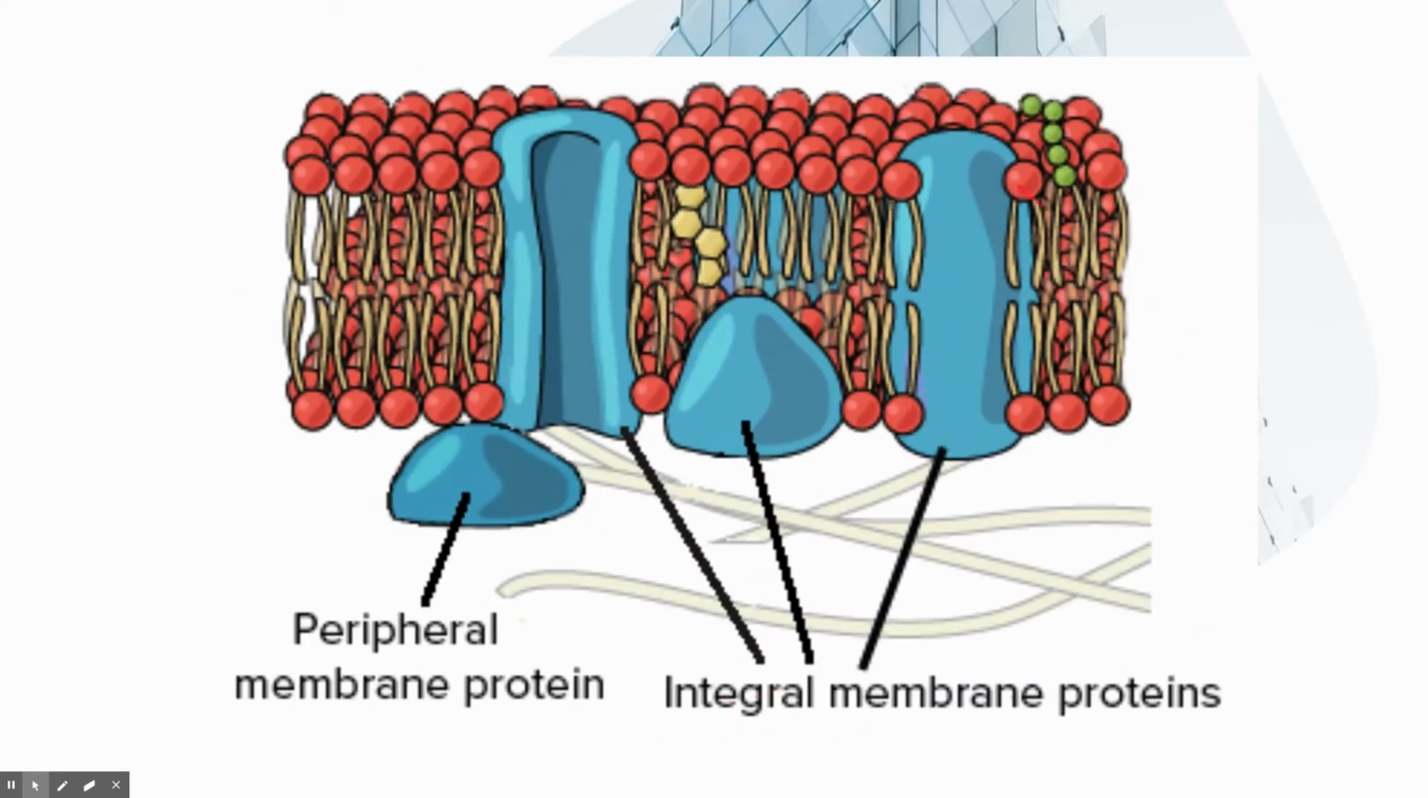Integral proteins penetrate the hydrophobic interior, and the majority are transmembrane, which go through the entire membrane, but some only extend partially into the hydrophobic interior. These hydrophobic regions consist of one or more stretches of nonpolar amino acids, and hydrophilic parts are exposed to aqueous solutions on both sides of the membrane. Peripheral proteins are loosely bound to the surface of the membrane and expose parts of integral proteins.